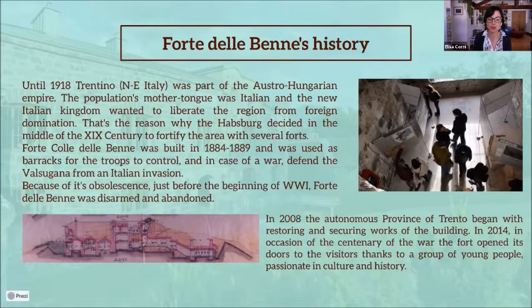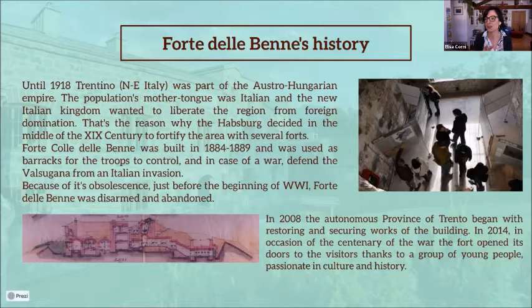Austro-Hungary, the Habsburgs, knew that Italy wanted to conquer this area. And so in the middle of the 19th century, they decided to fortify Trentino, building something like 60 forts, small, medium, or very large ones, all over Trentino. Starting from the city of Trento, that was actually a militarized area, and then going onwards in the valleys.